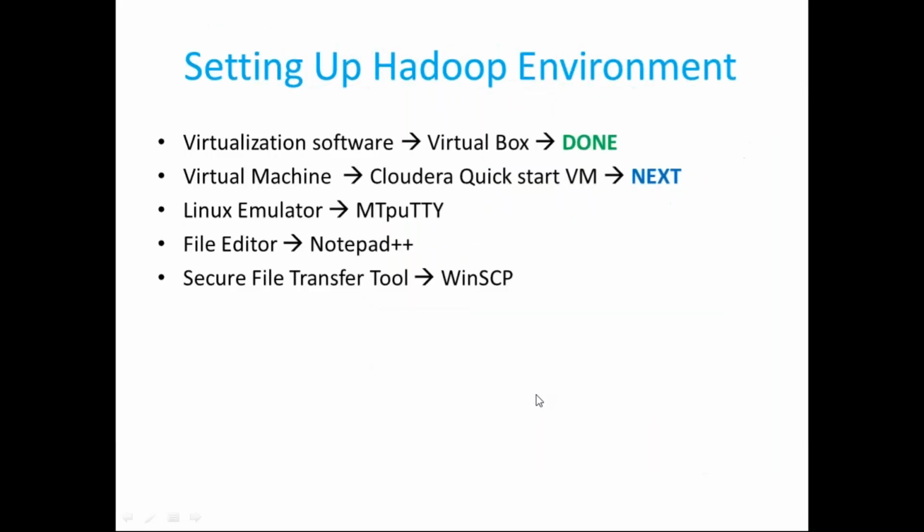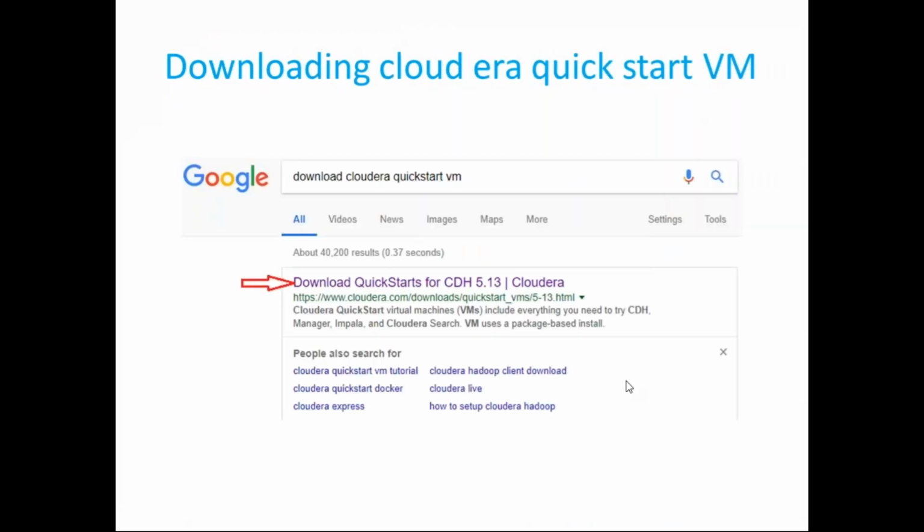So Mohammed, we have seen how to download VirtualBox and how to set it up on your laptop, right? So this step is done. Now let's move on to the next step, which is the virtual machine. We need the Cloudera Quickstart VM. In this step we will be downloading it, and then we'll see how to import it into your VirtualBox.